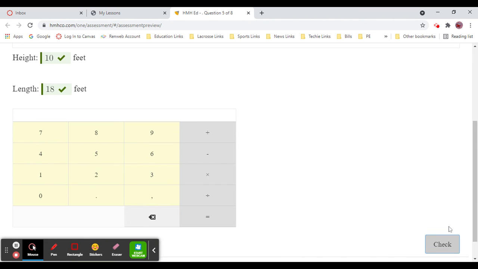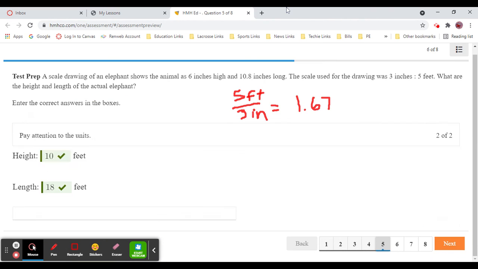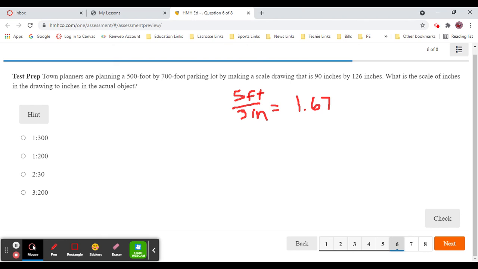All right, we got one more problem to go. Number 6. Let me clear my screen out. Once again, town planners are planning a 500-foot by 700-foot parking lot, and they make a scale drawing that is 90 inches by 126 inches. What is the scale of inches in the drawing to inches in the actual object? So we have to determine what is that actual scale that they're creating.